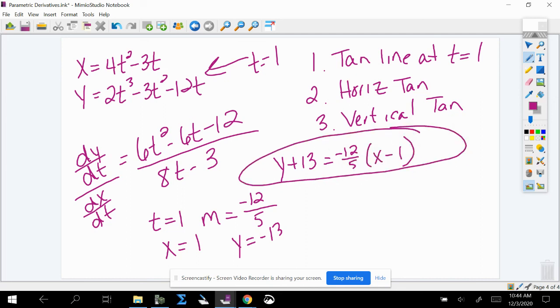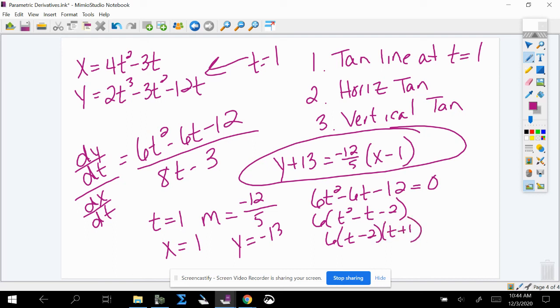Sometimes they'll just ask for slope. Sometimes they'll just ask for the derivative, but basically the longest they could ask you with something like this is to go all the way to the tangent line. Horizontal tangent line is going to be when the numerator, or the dy dt, equals 0. So I'm going to take 6t squared minus 6t minus 12. This is one that I found in a non-calculator setting because it factors really nicely, so that you can take a 6 out. And then it factors t minus 2, t plus 1. So the 2 times that we have a horizontal tangent line are at positive 2 and negative 1.